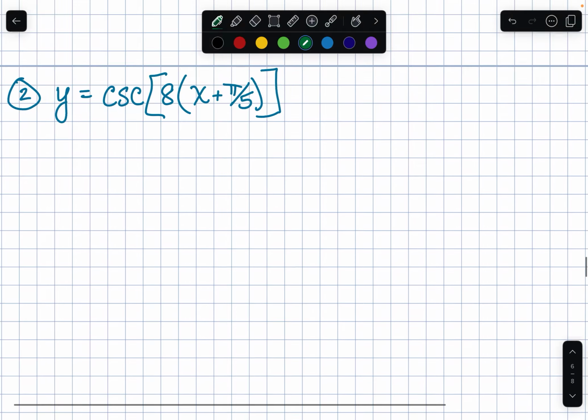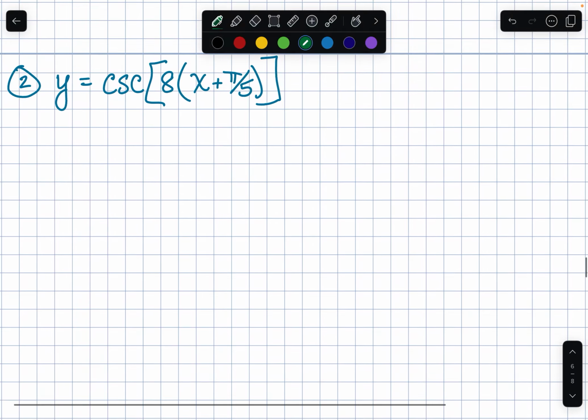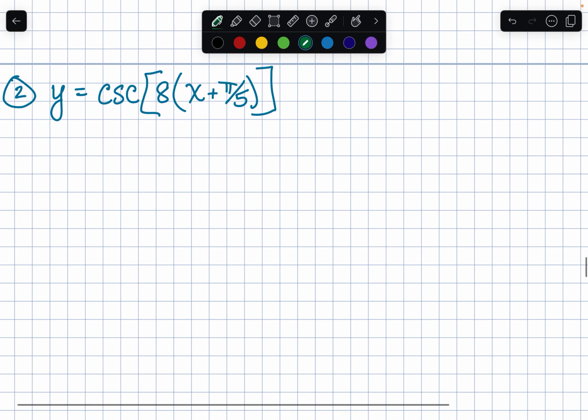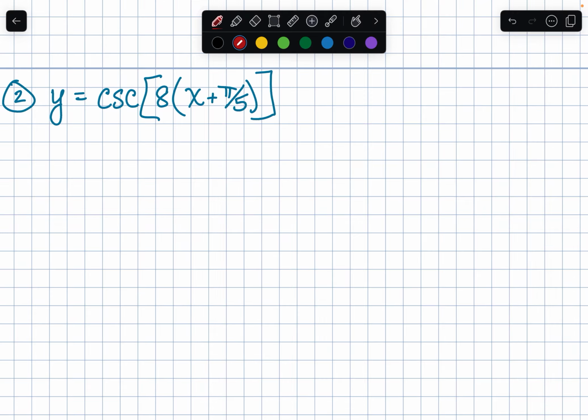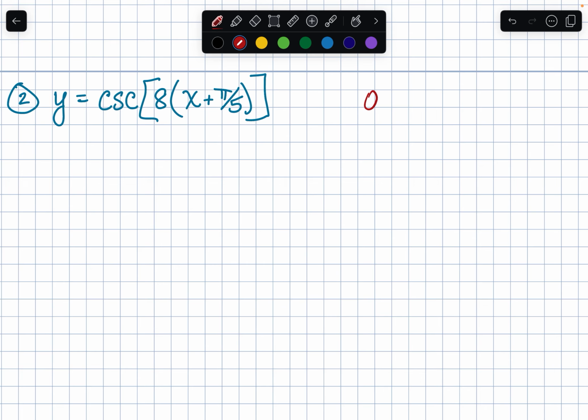The second one of the day is going to be a cosecant graph. So for cosecant, it says cosecant of 8 times x plus pi over 5. That's a b and a c value. As soon as I see b and c values, I know that's going to get me to do that inequality. And so that's the first thing I'm going to do here. Before I draw the graph, before I do anything else, I'm going to do the inequality. So 0 to 2 pi, put that b and c combination there in the middle, and we're going to solve.